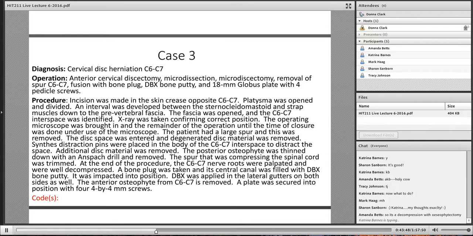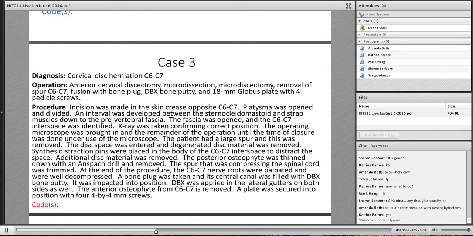So if you look down in there, it tells you that. Let's see what sentence that is. Okay, right here, it says at the end of the procedure, the C6, C7 nerve roots were palpated and were well decompressed. So that's what we've got going on here. They were decompressing that area of the spine. Now they're trying to relieve that area. So that is kind of the focus.